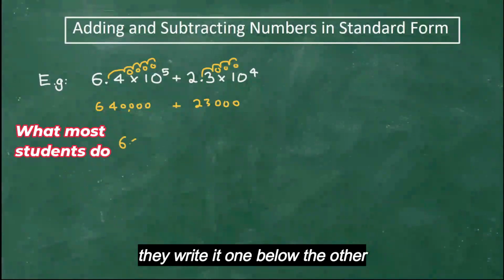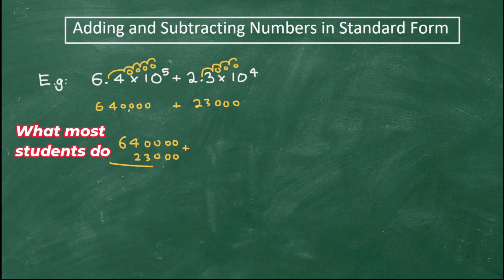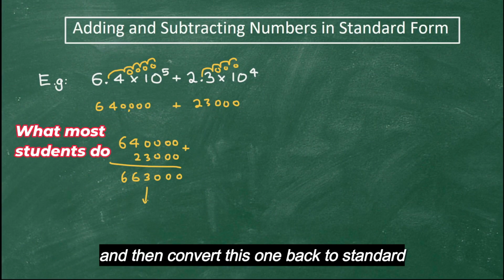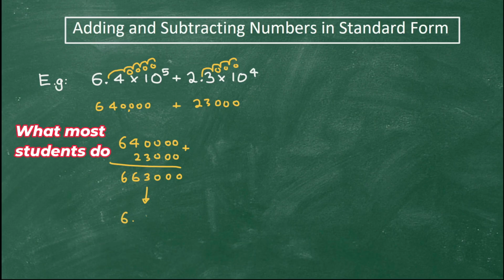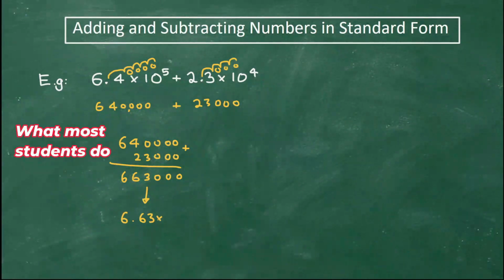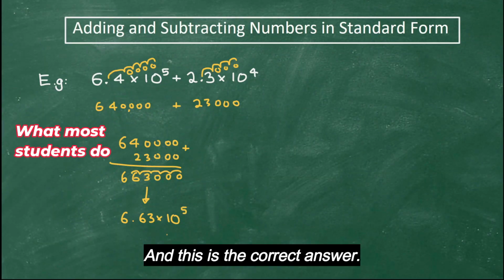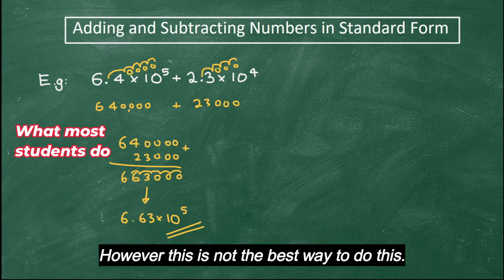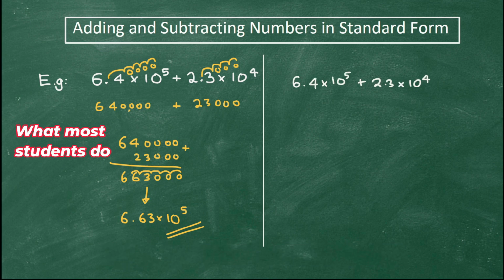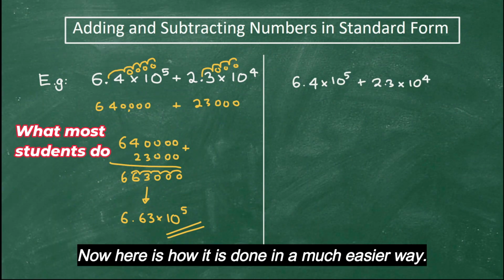They write it one below the other, add them up, and then convert this back to standard form, which is 6.63 times 10 to the power of 1, 2, 3, 4, 5. And this is the correct answer. However, this is not the best way to do this. Now, here's how it is done in a much easier way.